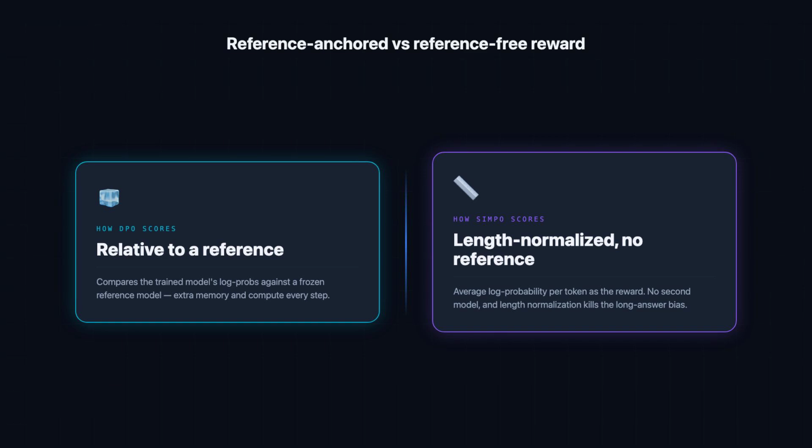SimPO throws the reference away entirely. Its reward is the length-normalized average log probability of the response itself, computed per token. No second model to hold, and normalizing by length removes the sneaky bias toward longer answers that DPO carries. The reward now depends only on the response you're actually scoring, nothing external.